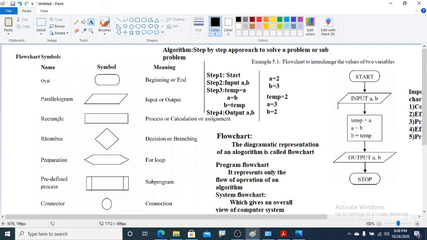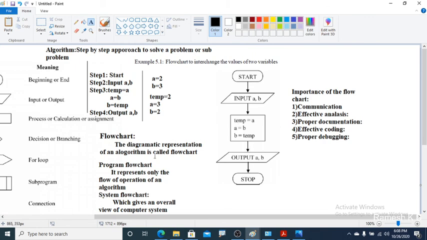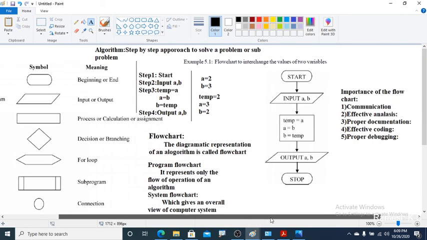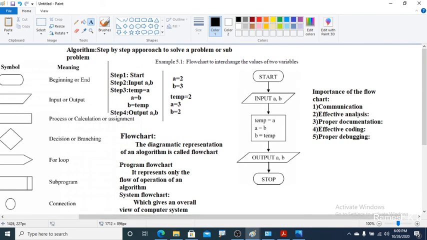Flowchart means the diagrammatic representation of an algorithm. There are two types of flowcharts: program flowchart and system flowchart. The program flowchart represents only the flow of operations of an algorithm. This is an example of a program flowchart. The system flowchart means the overall picture. Suppose a big problem has some interlinked sub-problems; the detailed explanation we draw with the help of the system flowchart. Again, the importance of flowcharts we learned: communication and effective analysis, proper documentation, effective coding and proper debugging.